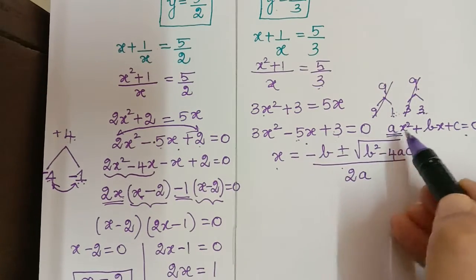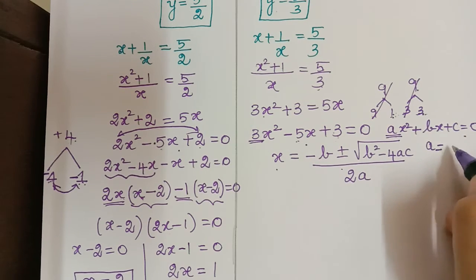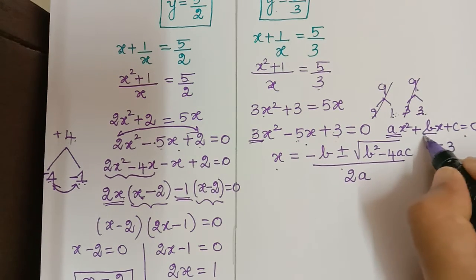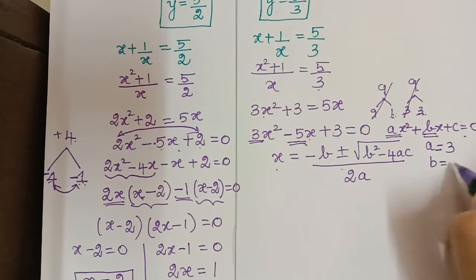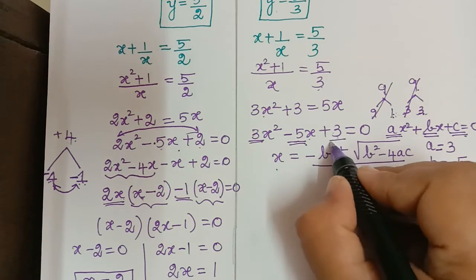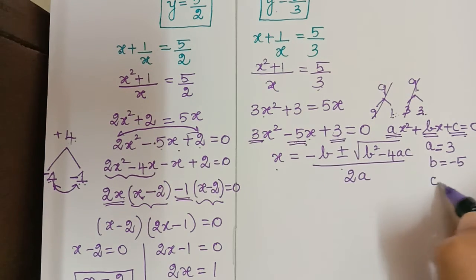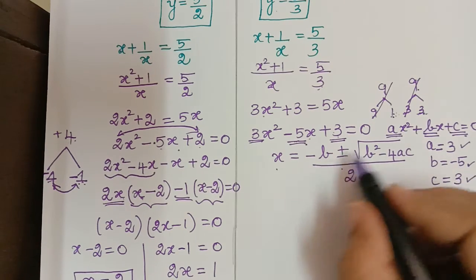So this method is known as the formula method, where a is the coefficient of x squared. So here the value of a is equal to 3, and the value of b is the coefficient of x, and here we have negative 5. So b is equal to negative 5, and then the value of c is the constant term, so here we have c equal to 3. Now we will substitute all these three values in this formula.